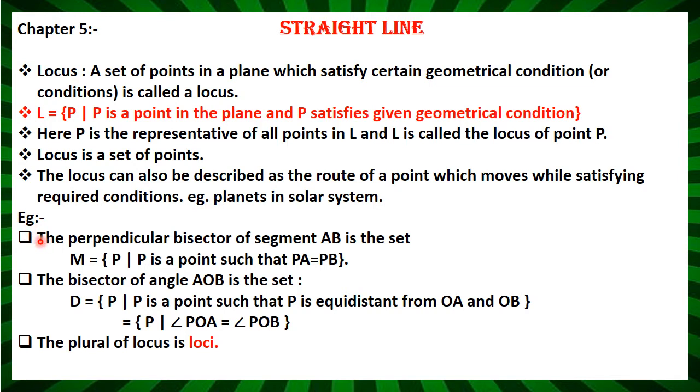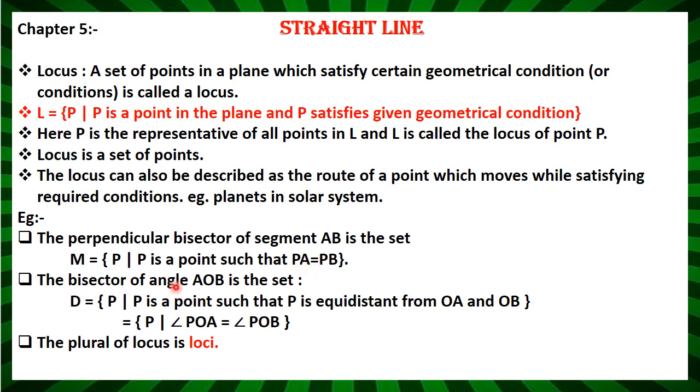Example, let us see some loci. Loci is the plural form of locus. The perpendicular bisector of segment AB is the set M equal to the set of all points P such that PA is equal to PB. That is, perpendicular bisector means what? The line passing through the middle and which is perpendicular. So we can describe this locus as the set of all points such that PA is equal to PB. That is, the points on the line satisfying this condition.